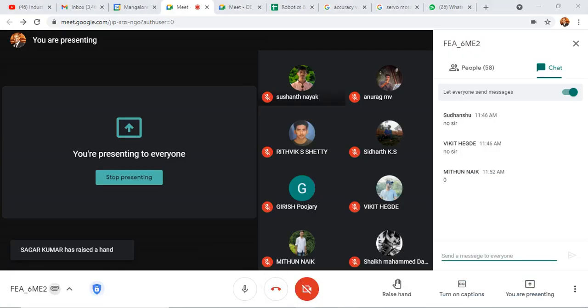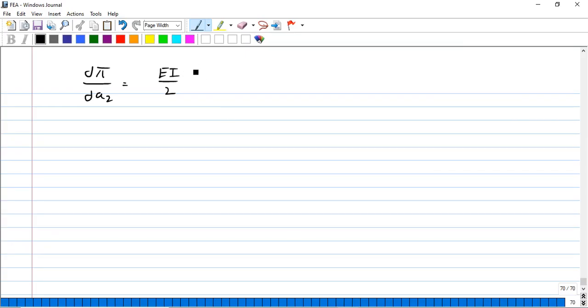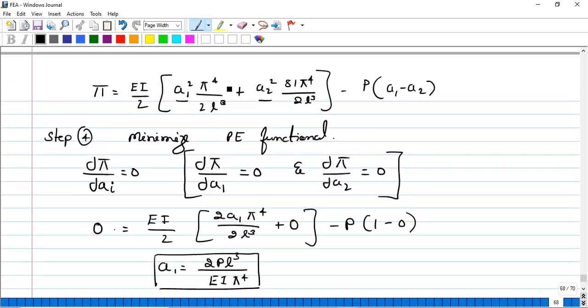No. So I get EI by 2 into 0 as the first term. So let me take up the a1 square here. I am differentiating this potential energy functional with respect to a1 and a2. When I do that with respect to a2, this term will be 0, and again this term will be 0. So a2 will be 2 a2, and the 2 gets cancelled.